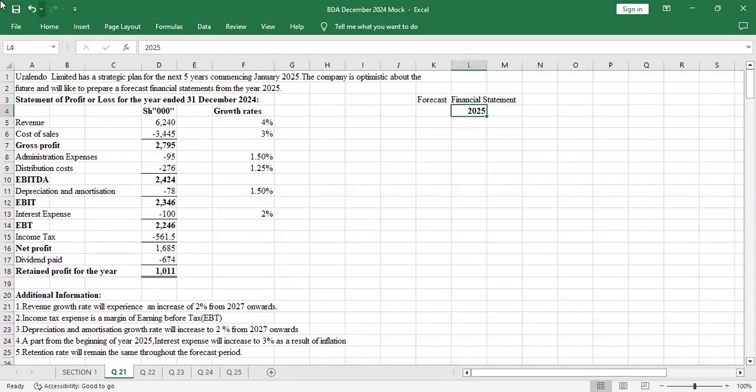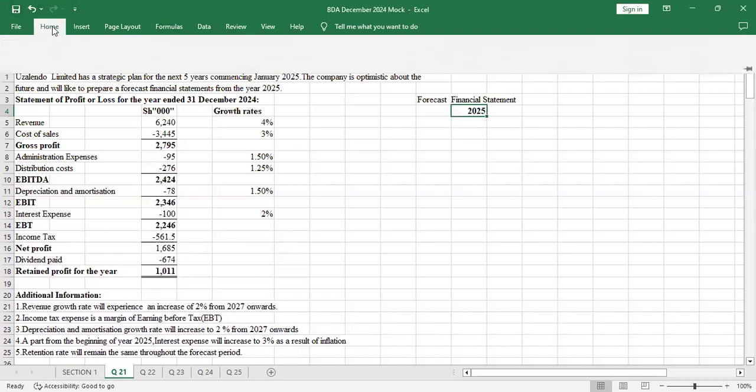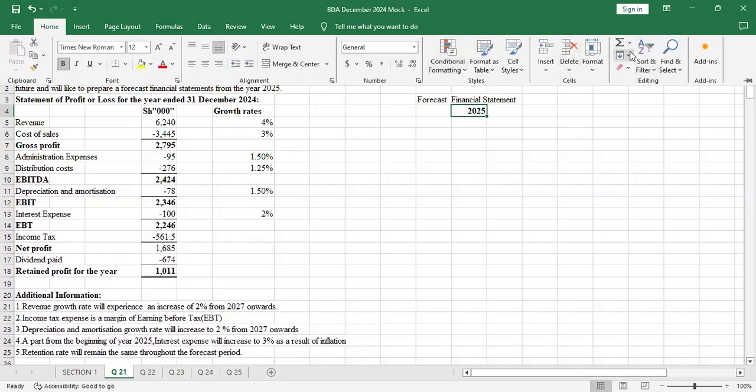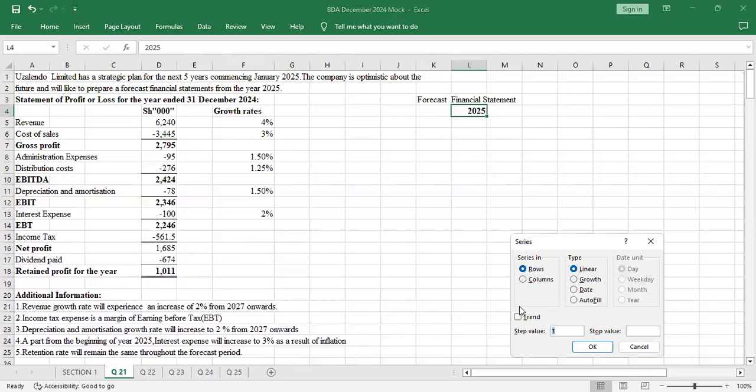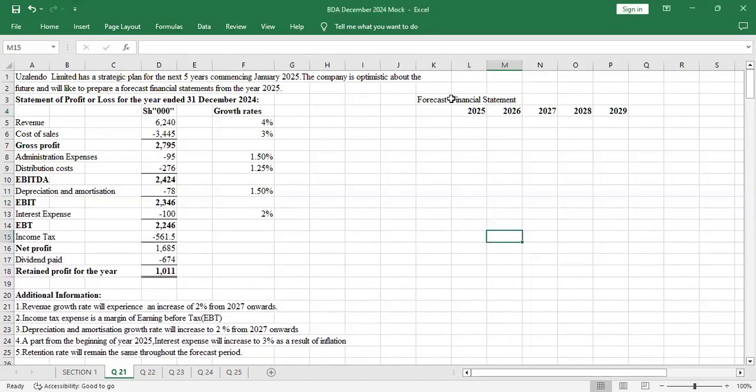And then from 2029, I'll go to series just to fill, because I told you this paper is all about speed and being accurate. So I'll go to series. It's within the row, it's linear. Then trend, my step value will be 1, but it will end in 2029. So just say okay. So once I say okay, the values will be there.